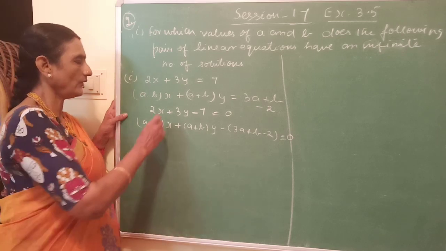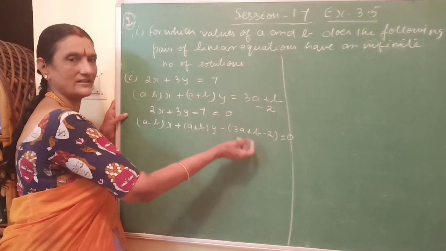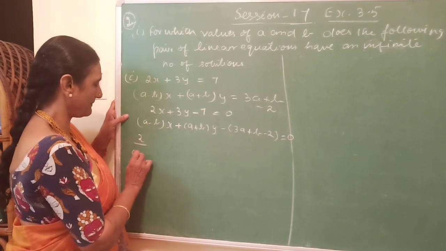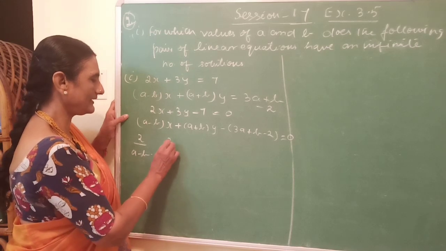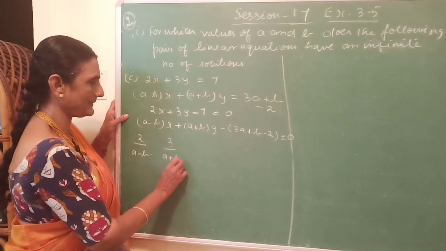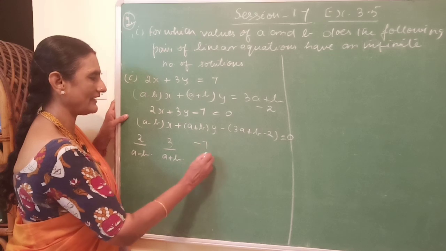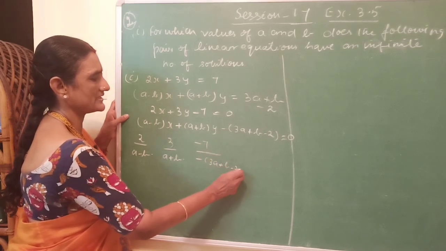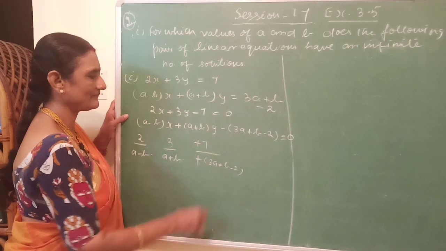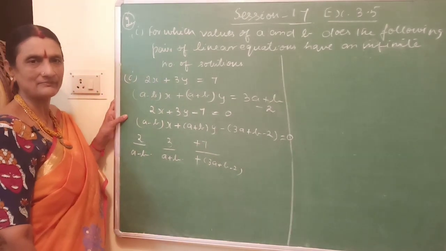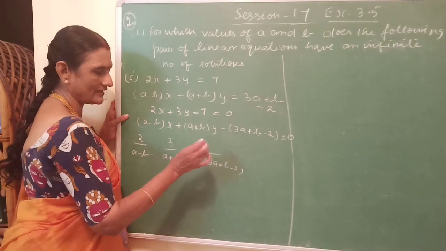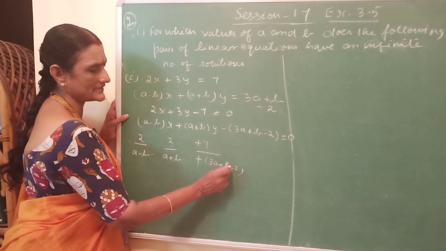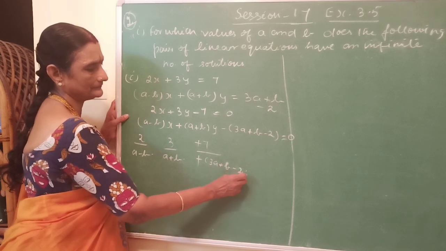Is that clear? Now a1, a2, b1, b2, c1, c2. Okay. So it is 2 divided by a minus b, and then here 3 divided by a plus b, and here minus 7 and then minus of 3a plus b minus 2. So you get both the negative signs being cancelled. So we get 7 divided by 3a plus b minus 2. Is that clear to you up to this step? Now we will proceed further.